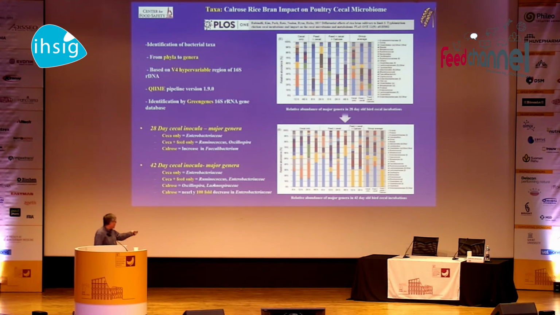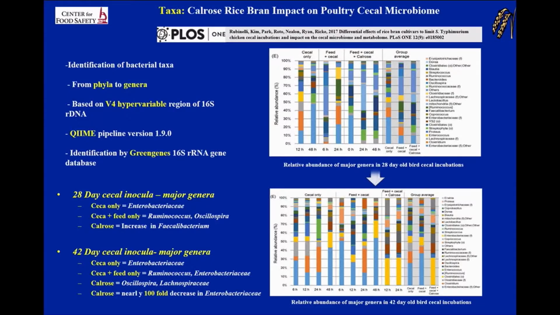And Lachnospira is an organism, or a group of organisms, we've seen off and on quite a bit, and we're trying to track that down a little bit in terms of what Lachnospira can do and why that might make some sense. Calrose, we saw nearly 100-fold decrease in Enterobacter, which lined up with our salmonella data that I'd reported earlier. Now, a point I want to make here is that we've published a couple papers on this.